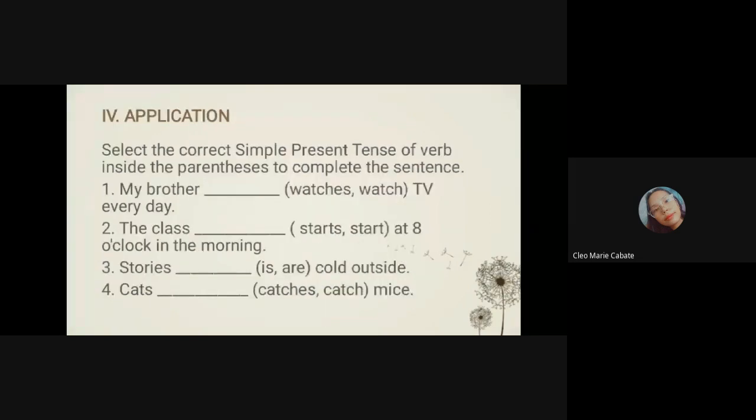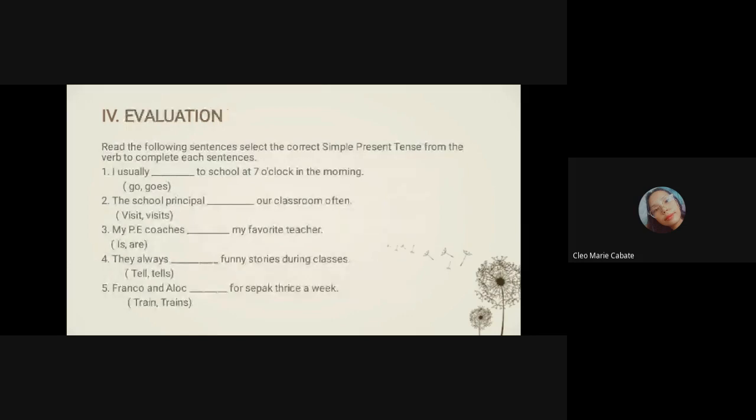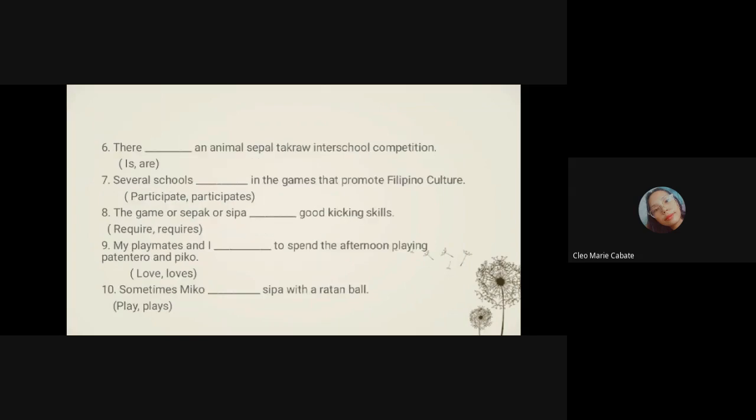For your application, try to answer this using the four uses of simple present tense. I will give you 5 minutes to answer this. Okay, are you done? Pass your paper. Okay. Next, get another sheet of paper for your evaluation. Try to answer this again. Okay. Pass your paper.